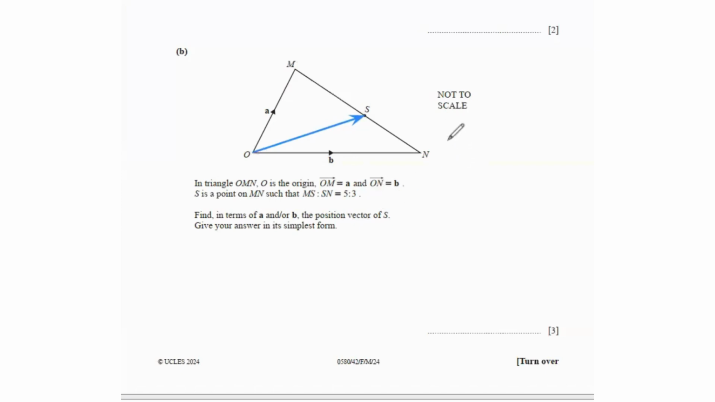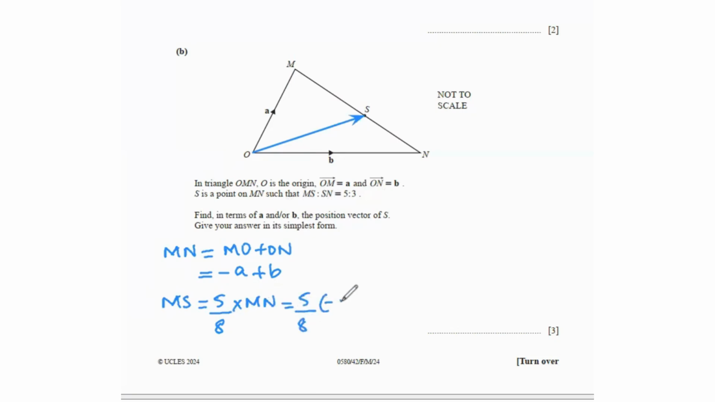So if we find MN first, MN is going to be MO plus ON, which is negative A plus B. Since we're changing the direction, the sign is negative now. So MS is to SN as 5 is to 3. So MS would be 5 over 8 times MN, which is 5 over 8 times negative A plus B. And SN would be 3 over 8 times negative A plus B.